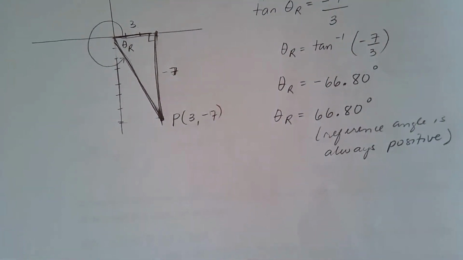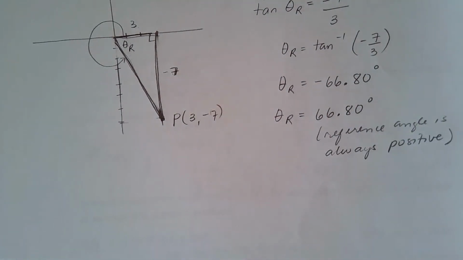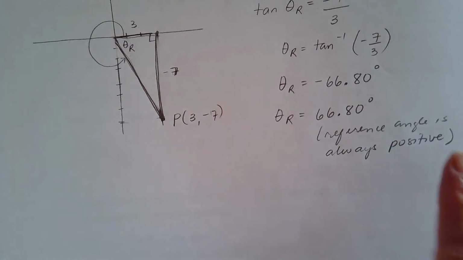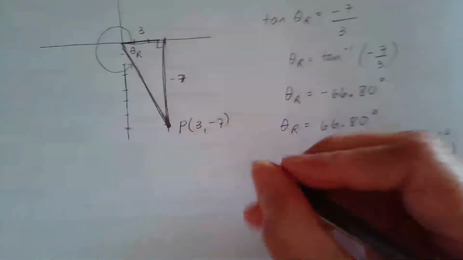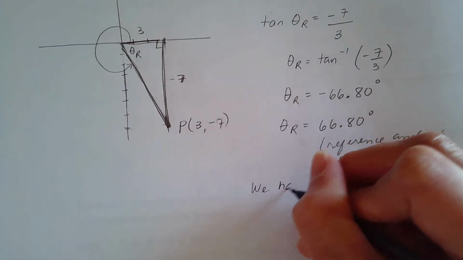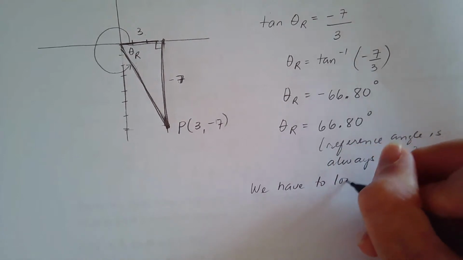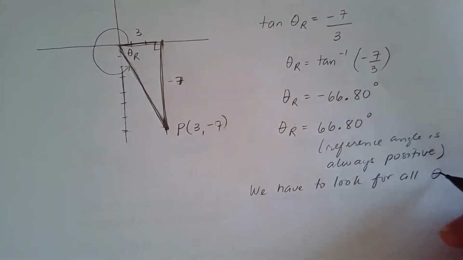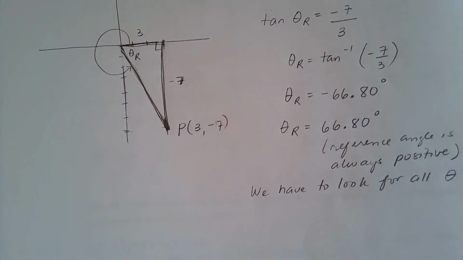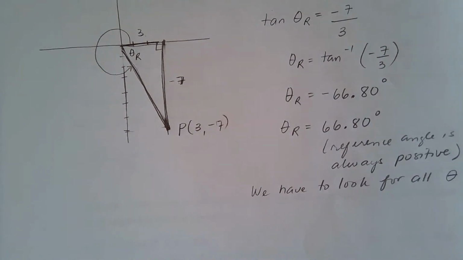That's the topic that we talked about on Friday morning. Okay, so what does that mean? Am I done? Well, we have to look for all theta that will give us a tangent of -7/3.